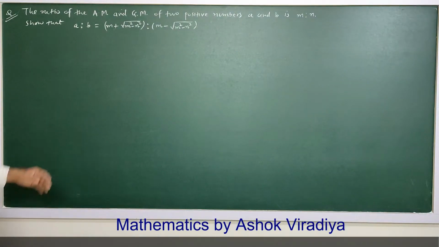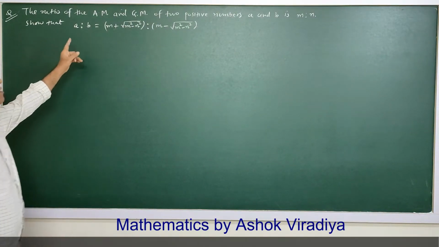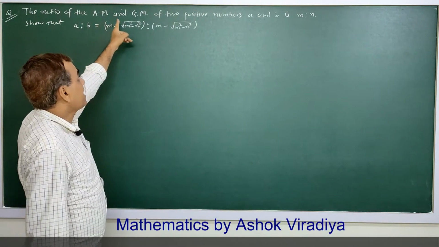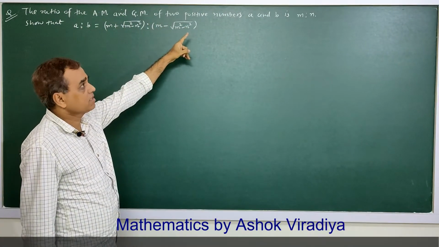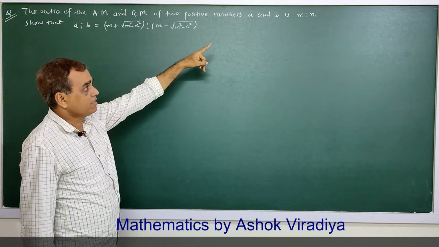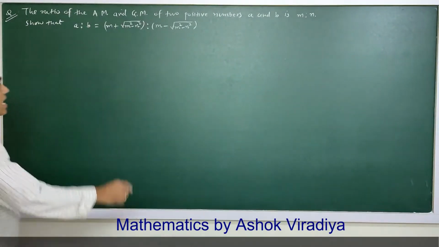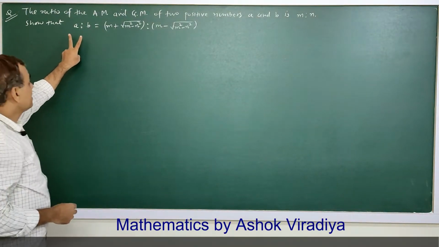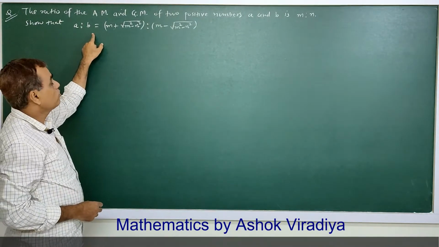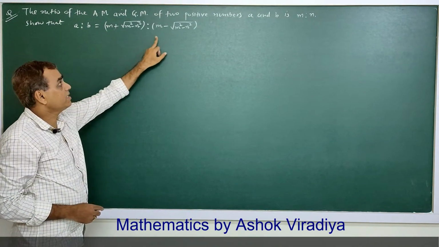Next question. The ratio of the arithmetic mean and geometric mean of two positive numbers a and b is m is to n. Show that the ratio of a and b is equal to, represented by this ratio.